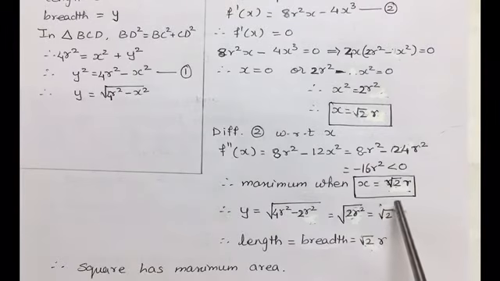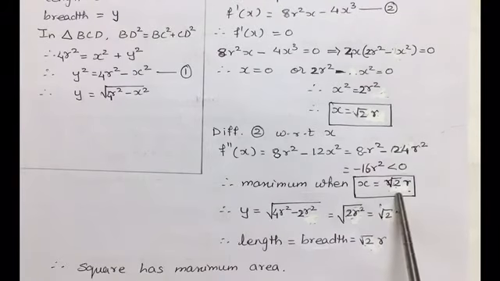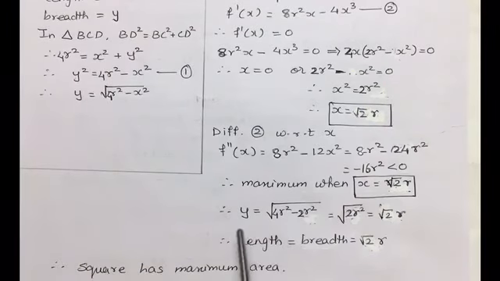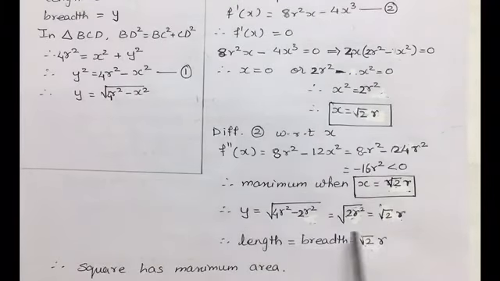Now we have to prove that when the area is maximum, it is a square. So keeping the value of x equal to root 2r for calculating y, we get y equal to under root of 4r square minus 2r square. That makes root of 2r square, and taking the root gives the value of y as root 2r.